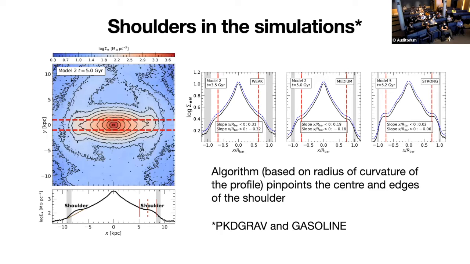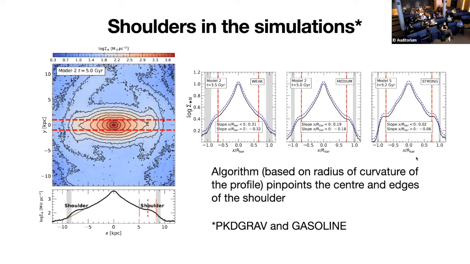So we call these shoulders. Here's an example from one of our simulations of shoulders. The picture on the left is the bar structure. You can see the profile at the bottom with the shoulder marked there. The shoulder borders here are in gray, and you can get weak shoulders, medium strength shoulders, and very, very strong shoulders based on the flatness. And we wrote an algorithm to explore this phenomenon. It's based on radius of curvature. It identifies where the shoulders are, the length of them and the strength.